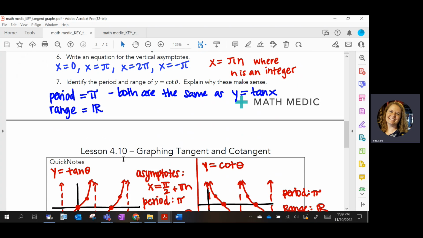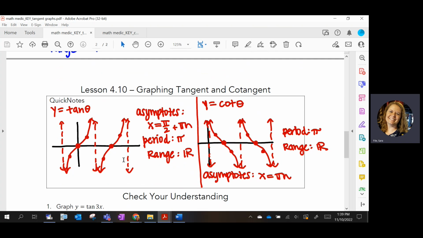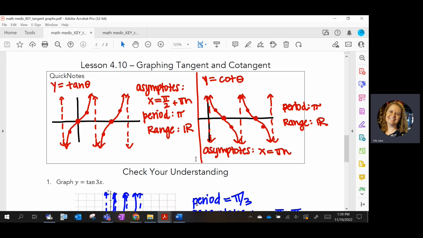And so then on the quick notes on the right half that you left blank yesterday, or when you did secant and cosecant, we want to fill this in for tangent and cotangent. So you can pause the video to get that jotted down, and then you try the check for understanding. So pause the video, try the check for understanding, and then come back to check it.